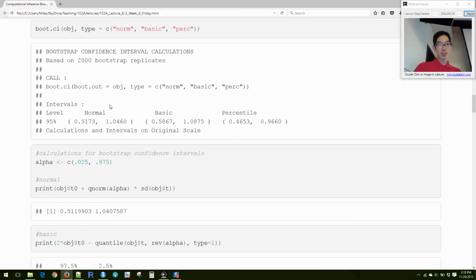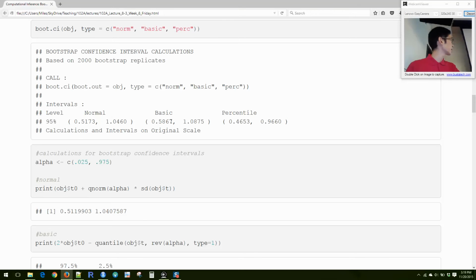When we create the bootstrap confidence interval using the normal, our confidence interval for the correlation goes from 0.5 to 1.046. And so clearly it can't go this high, right? Correlation maxes out at 1. But this is what we get here.